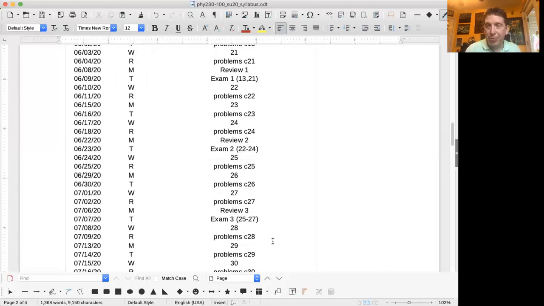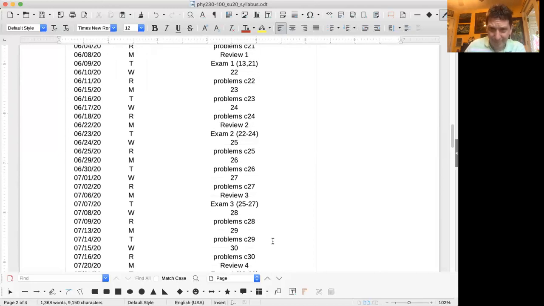Then we'll do chapter 28, which is the Biot-Savart law and Ampere's law. So basically the relationship between electric currents and magnetic fields. And then chapter 29 is Faraday's law of induction. And chapter 30, we're not going to go over all of chapter 30, but we're going to cover mutual inductance and self-inductance.